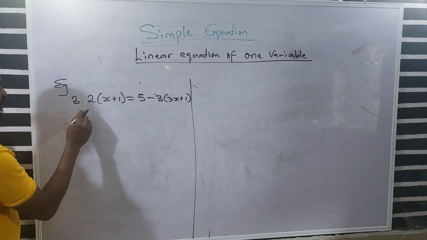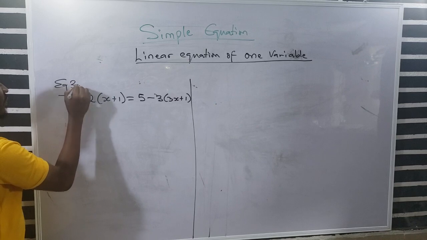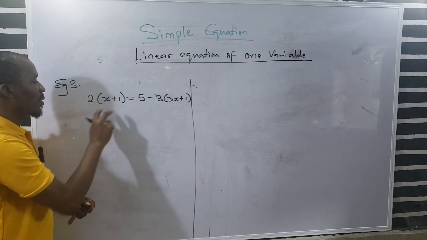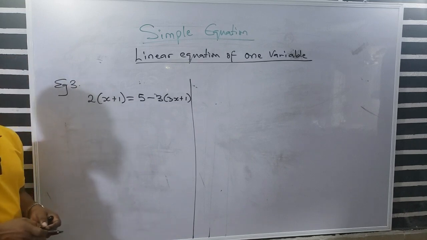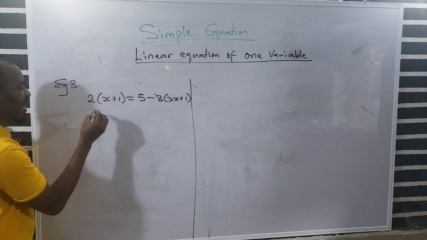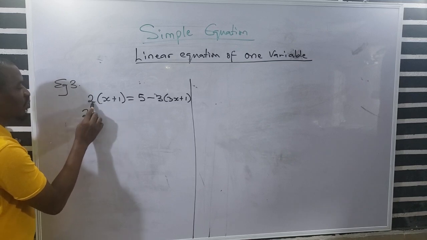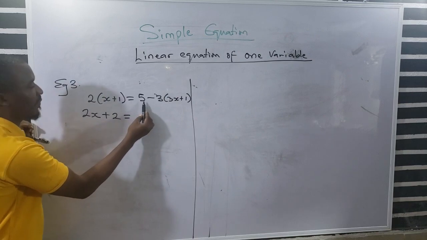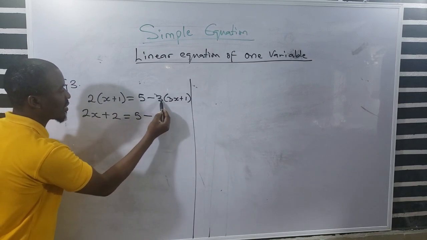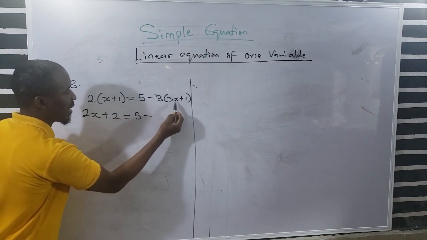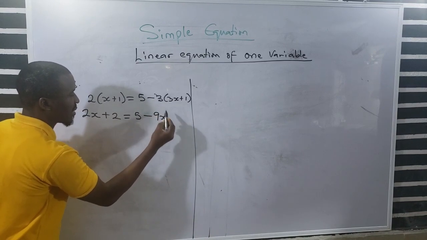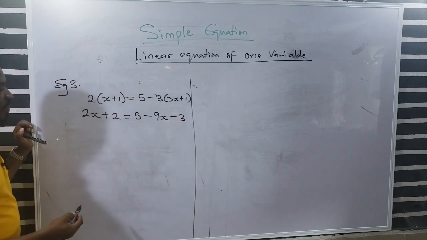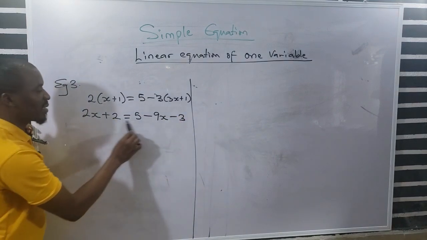So this is our question number 3. The first thing I have to do in this case is to open my bracket, then I will collect the like terms. So 2 times s gives me 2s, 2 times plus 1 gives me plus 2, equal to 5 minus 3 times 3s, that will give me minus 9s, minus 3 times plus 1, that will give me minus 3. Okay, so after opening the bracket, this is what we have.